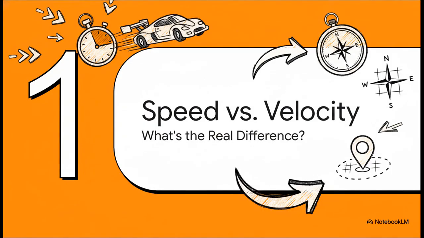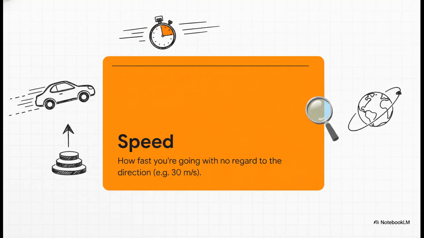First things first, we have to nail this one fundamental idea. Seriously, if you get this right, everything else just clicks into place. So, what is the real difference between speed and velocity? Speed is easy. It's just a number. It tells you how fast you're going, 30 meters per second, 50 kilometers an hour.